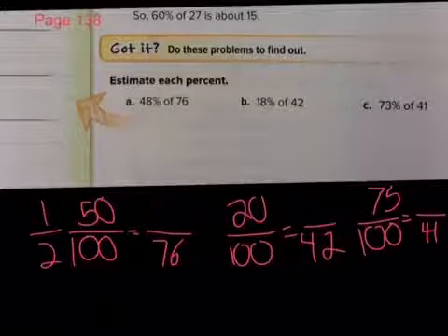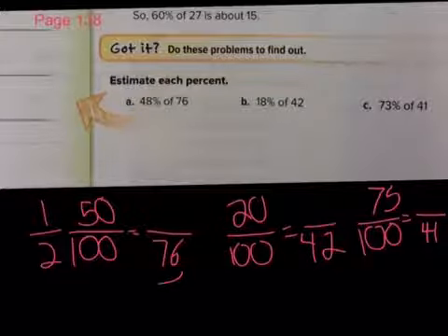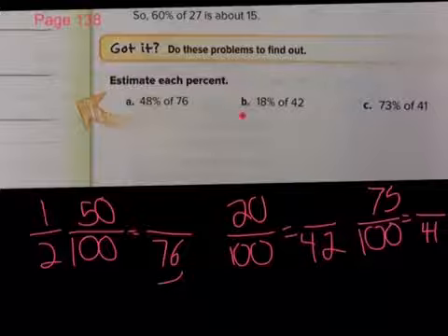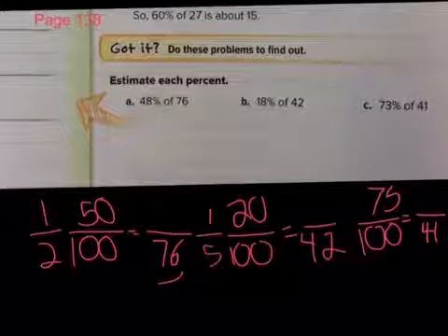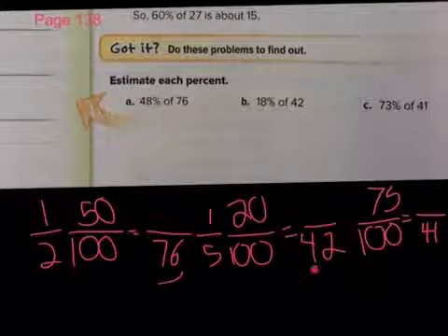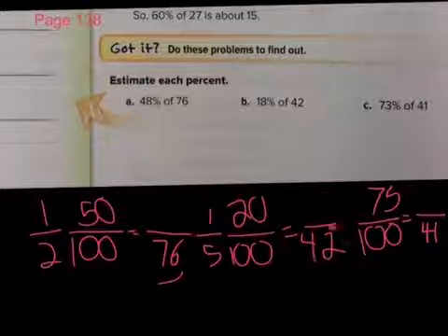So we're just looking for half of 76. Divide that by 2. That'll be your answer. Over here, we said this would be rounded to 20%, 20 out of 100. And we know that 20% when simplified is 1/5. So you're really just looking for 1/5 of 42. Now 42 can be rounded to 40, and I know that 1/5 of 40 is 8, right?